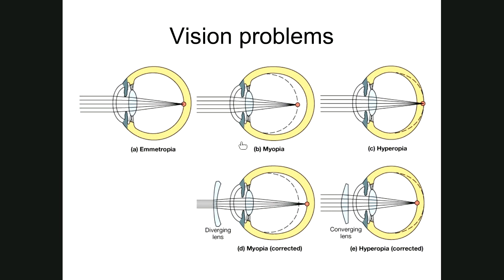The greatest amount of refraction or bending of the light occurs when light passes from the air into the corneal tissues, into the cornea. There it is on the front of the eye, which have a density close to that of water.